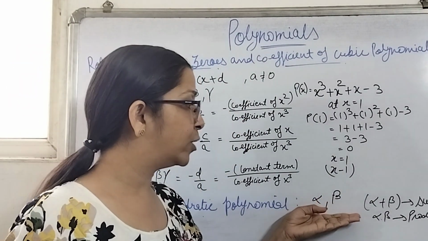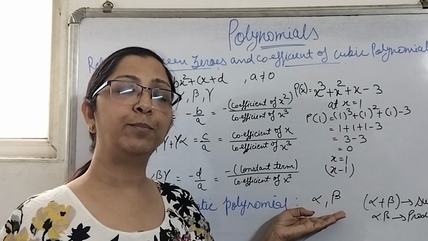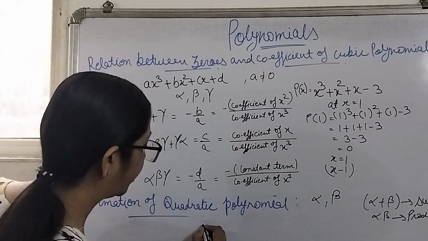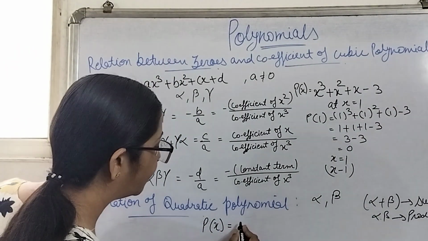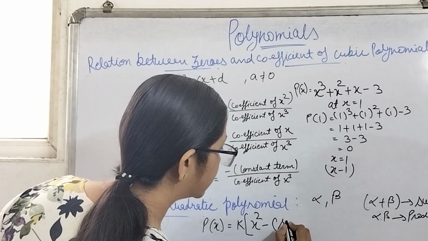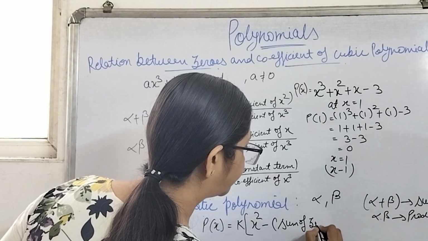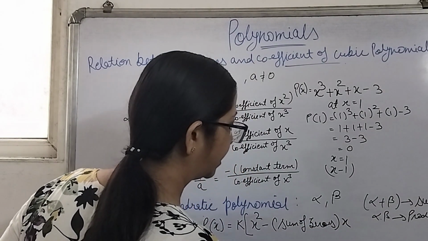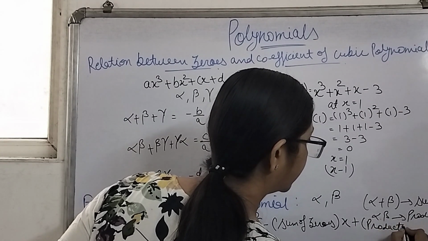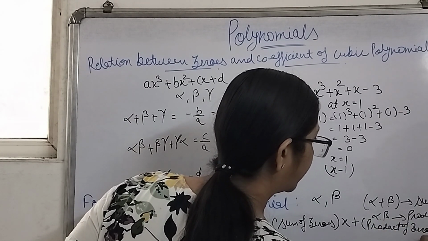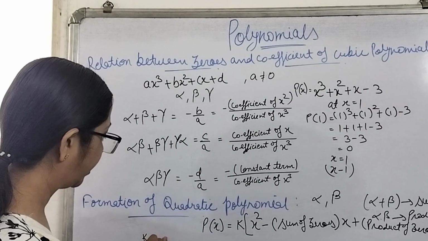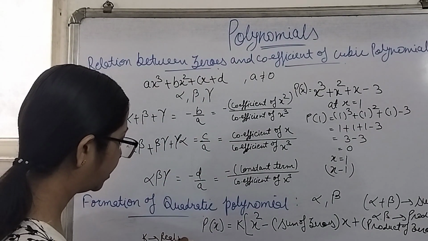So if the zeros of a quadratic polynomial are given to us, then the formation of the polynomial will be p(x) equals k multiplied by x square minus sum of the zeros multiplied by x plus product of the zeros. This is the polynomial where k is any real number. The value of k is any real number.